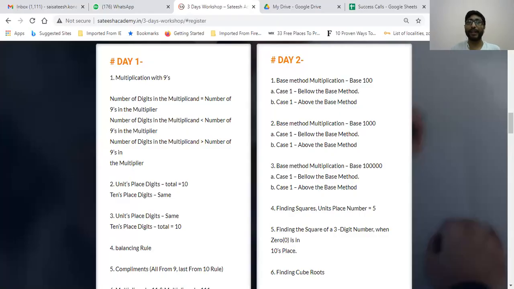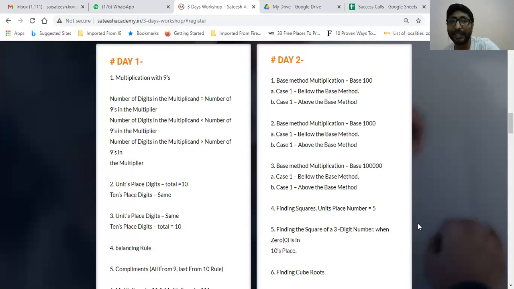So I would like to go through today's session. I give you two sessions. Day two, the first session: I'm going to explain the base method of multiplication with 100, with 1000, with 1 lakh. To understand the base method you need to know the complements rule, all from 9 and last from 10 rule. But when to use it and how to use it, I'm going to show you in today's session.